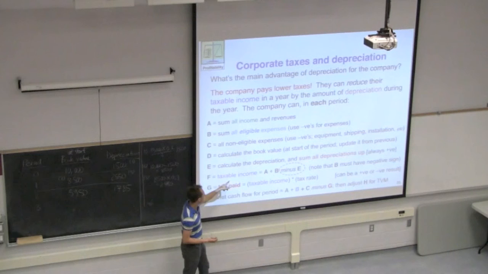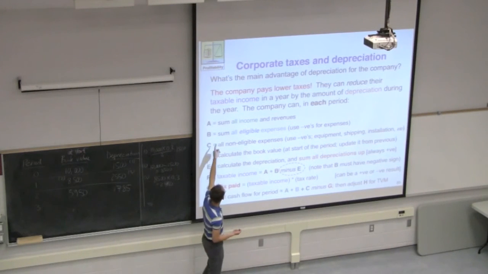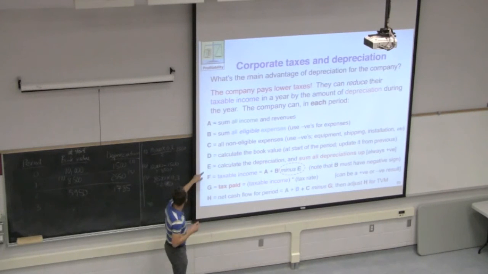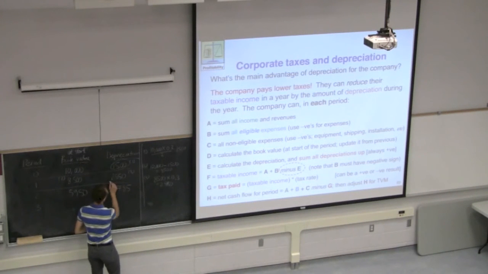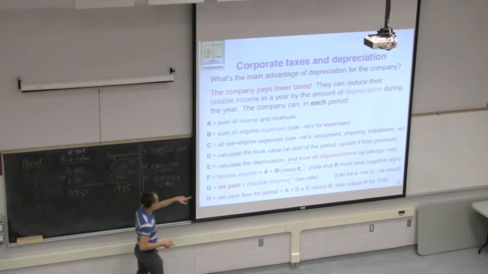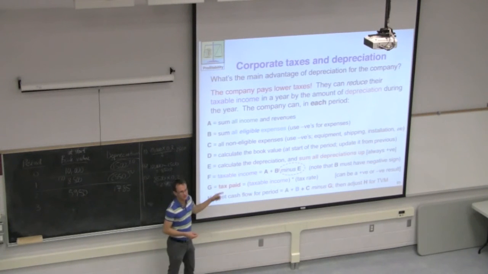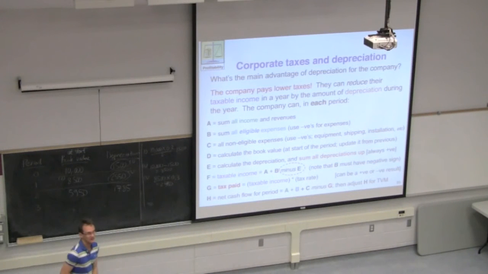Well, taxable income is defined as the income A plus expenses B. So our expenses up here, notice that only the eligible expenses, but then this is the key thing, minus E, so minus depreciation. So this depreciated amount of 1,500 or 2,550, let's say I'm here in period one, and I'm going through these formulas, I'm calculating my income, my expenses, I get to subtract off that depreciation and then calculate my tax afterwards. So my tax is reduced by this depreciated amount.